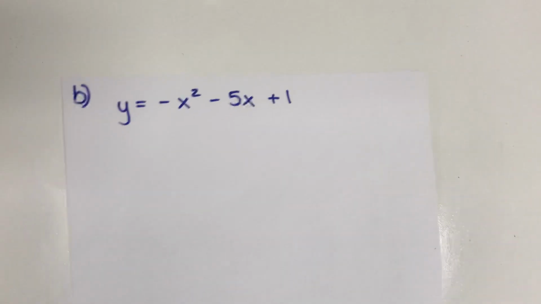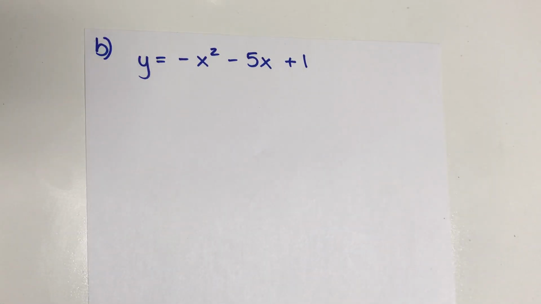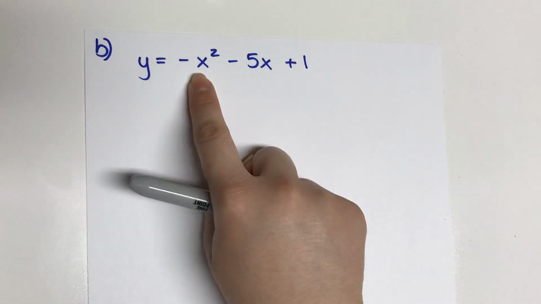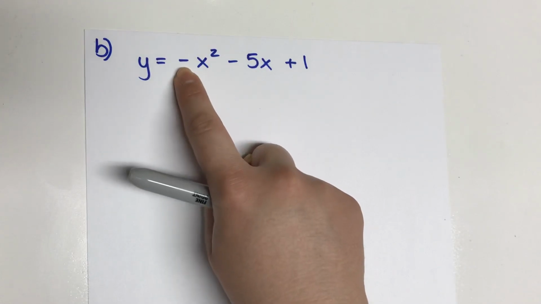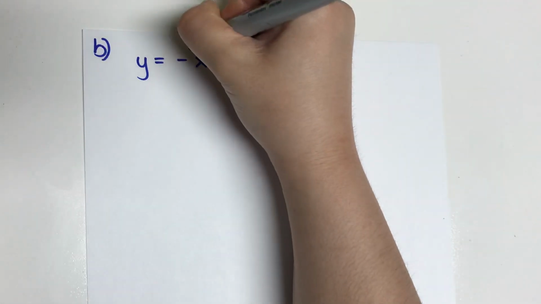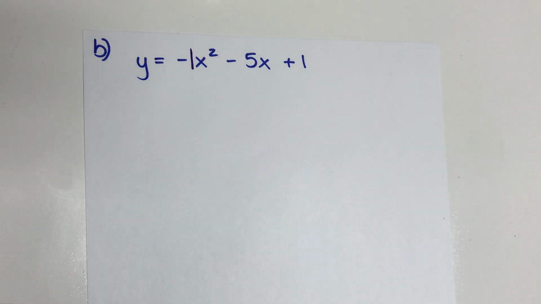Next example. y equals negative x squared minus 5x plus 1. Again, the number in front of x squared is not 1. There's a negative sign in front of it. So it's kind of like there's a negative 1 right here. And that's what I'm going to factor out.